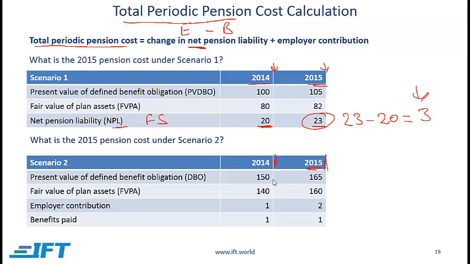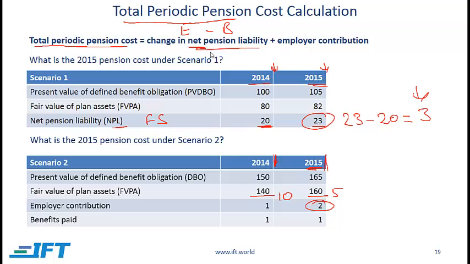So we are taking 2015 again. So at the start of 2015, the net pension liability is 10, and at the end of the year, the net pension liability is 5. The employer contribution in 2015 is 2. So we don't consider the employer contribution in the previous year. Certain benefits are paid, but in our calculation, we do not consider the benefits paid because these impact both the obligation as well as the plan assets.